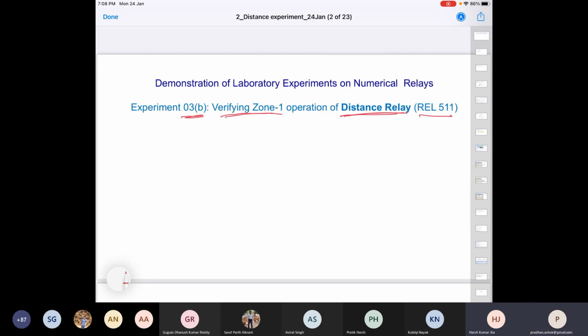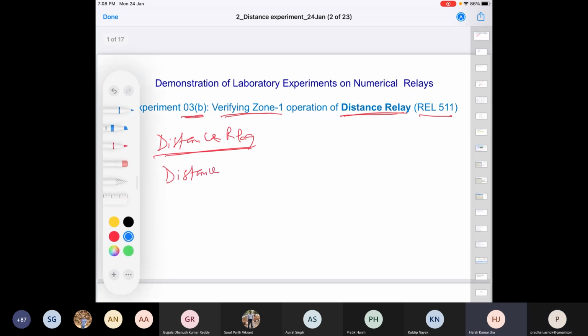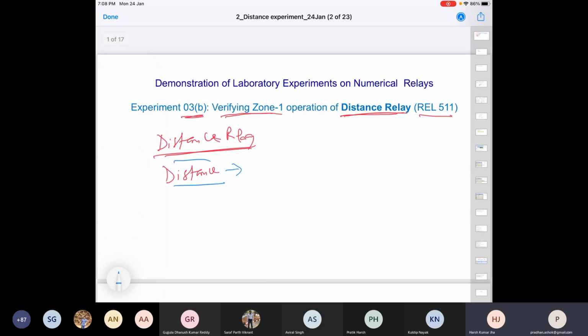So I will explain what a directional relay is, what a distance relay is, and then we'll move forward to what our zone 1 perspective is. So we talk about distance. What is this distance? This distance is nothing but electrical distance. What is that electrical distance? Impedance. How do we get this impedance?